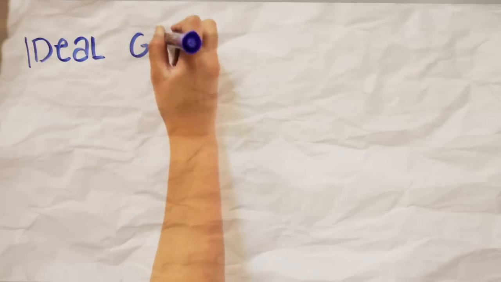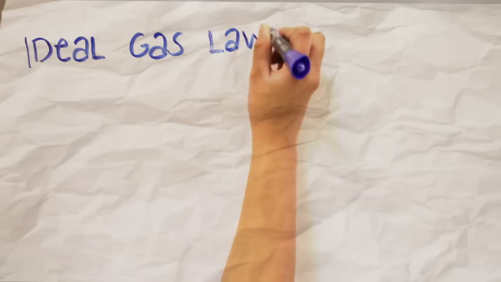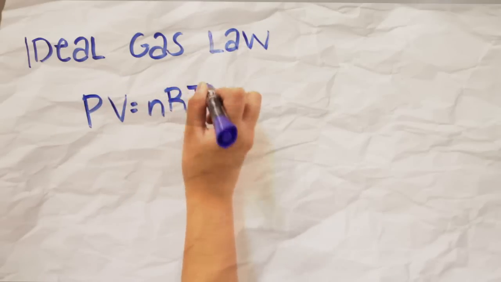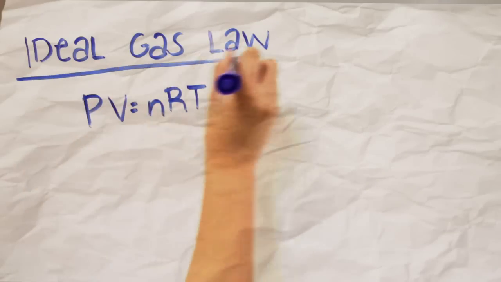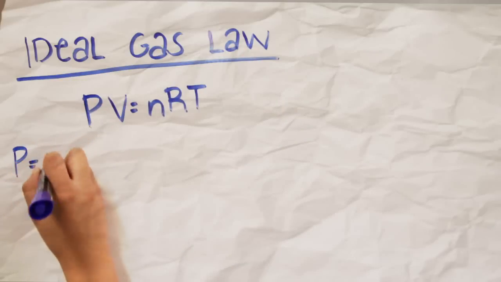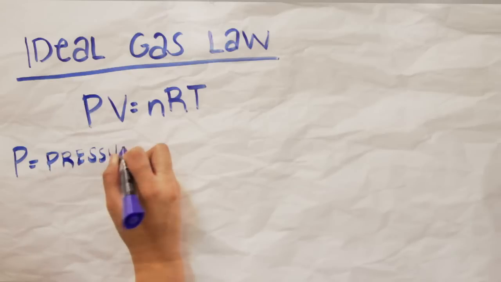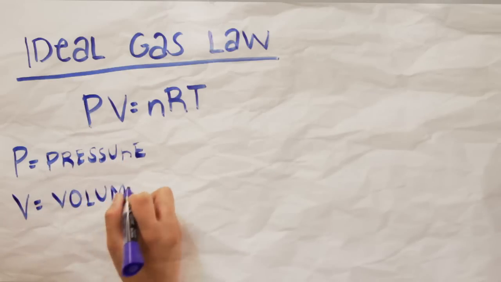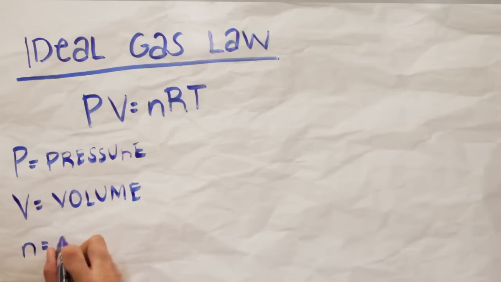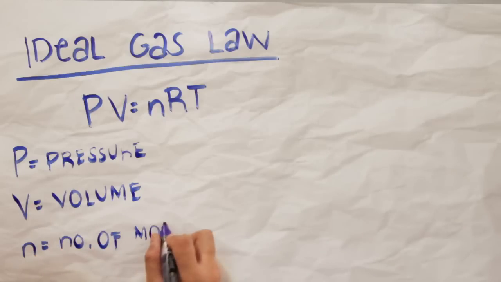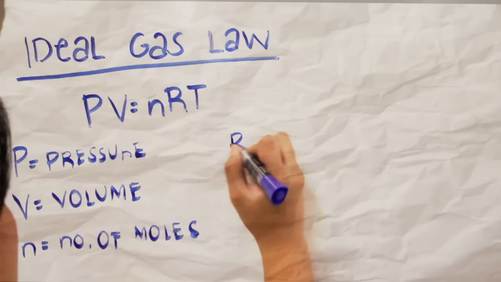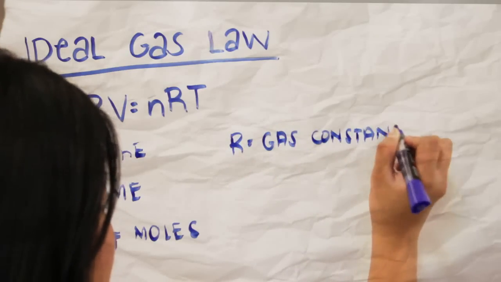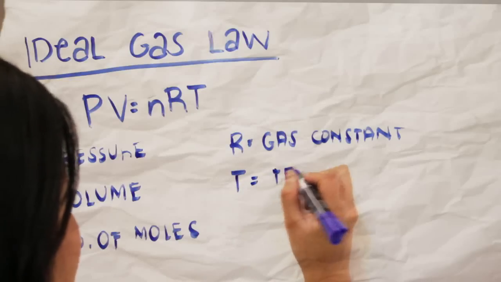The ideal gas law determines the number of particles of a sample of gas by utilizing the relationship between the pressure, volume, and temperature of the sample. The ideal gas law formula is PV equals nRT. P stands for pressure, V stands for volume, n stands for the number of moles, R stands for gas constant, and T for temperature.